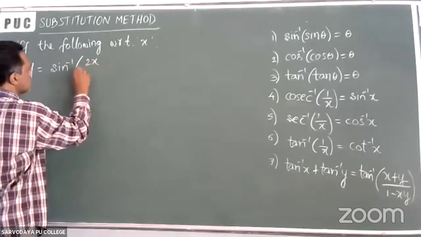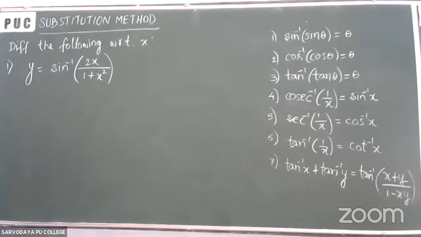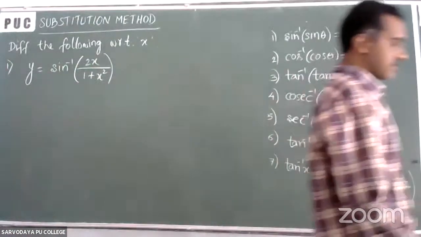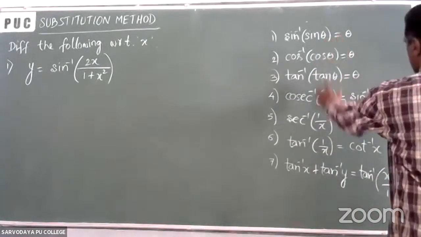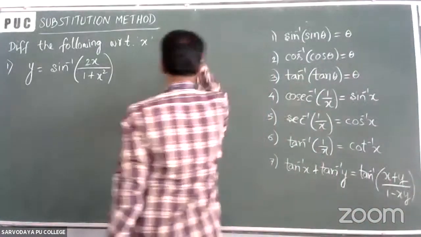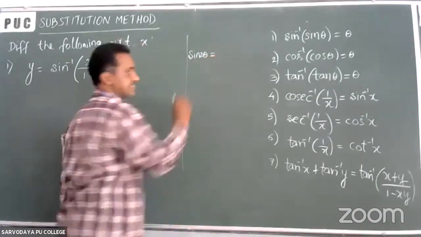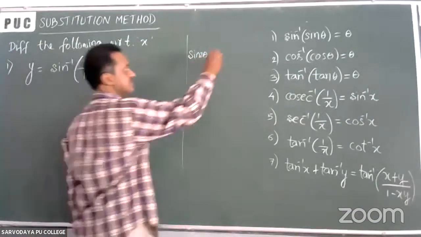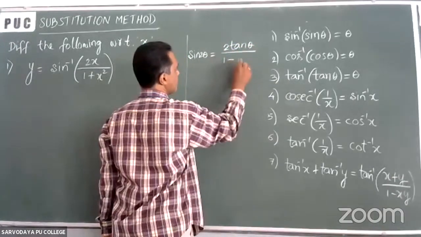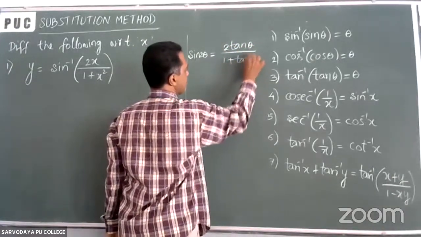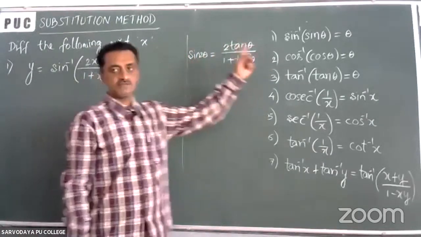First formula, y is equal to sin inverse of 2x divided by 1 plus x square. Here we must remember the trigonometric formulas. Sin 2 theta in terms of tan theta is nothing but 2 tan theta divided by 1 plus tan square theta. What I have done, I have expressed sin 2 theta in terms of tan theta.